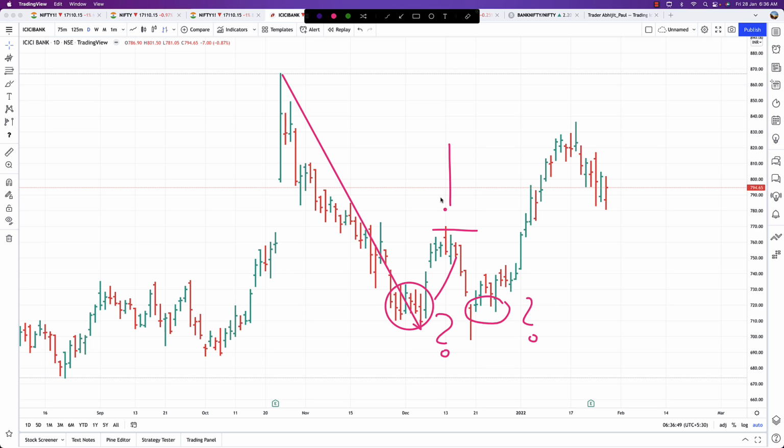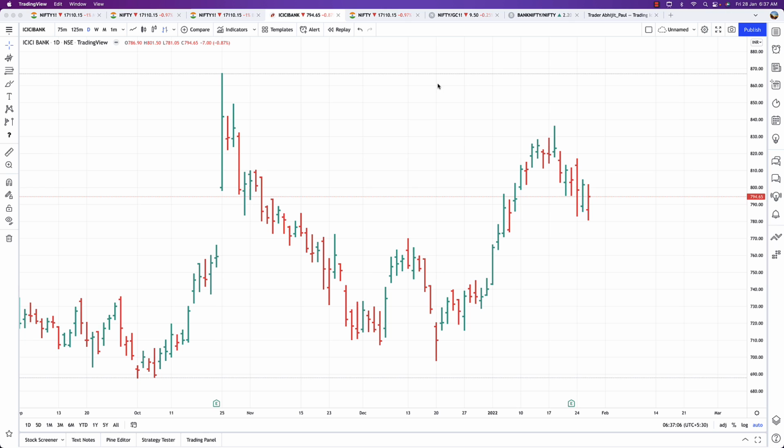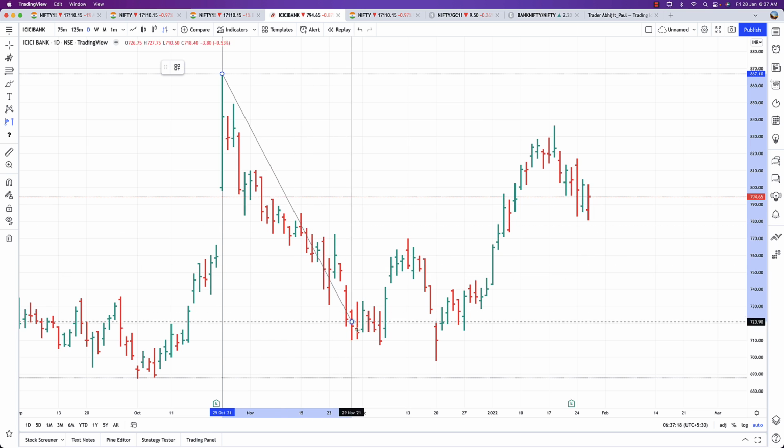And could we have received any kind of information from volume profile or VWAP or volumes that this could have been a resistance? Let's try and figure this out with the help of volume profile and anchored VWAP. So our point of concern is this point all the way down to this point. When we are down here, we could have drawn this volume profile.